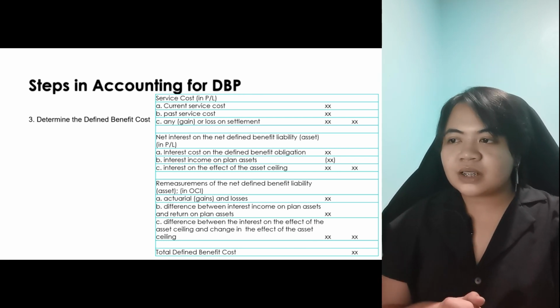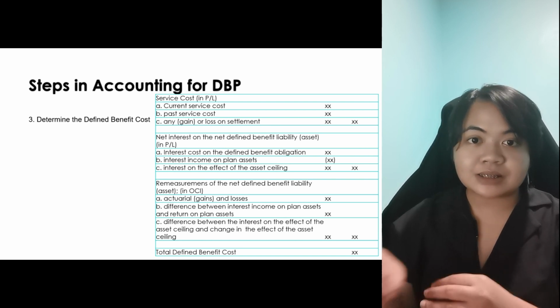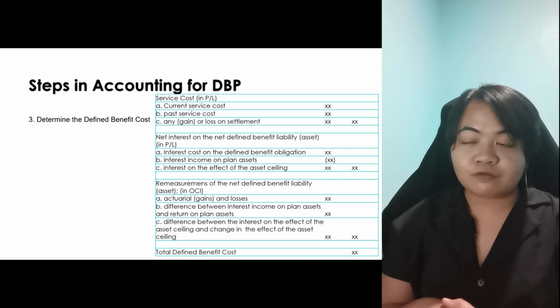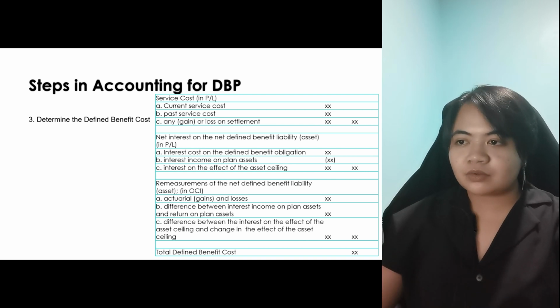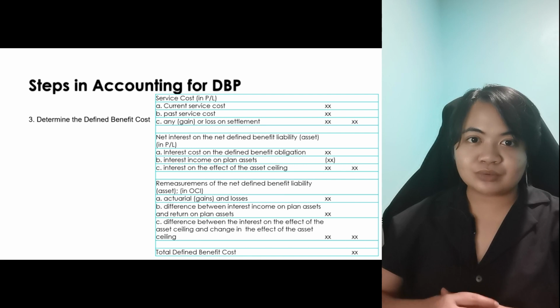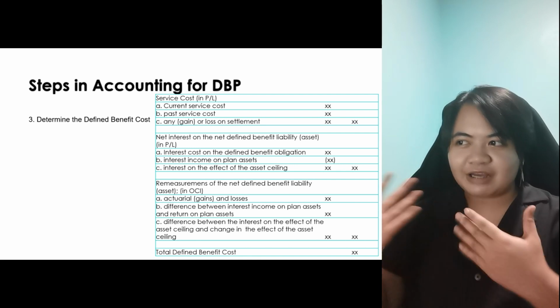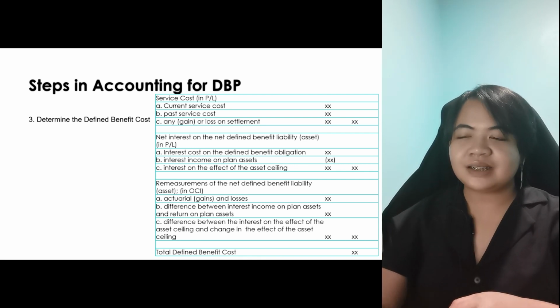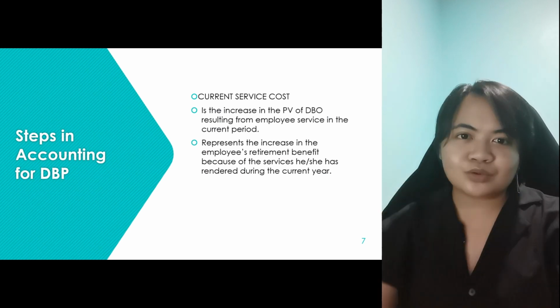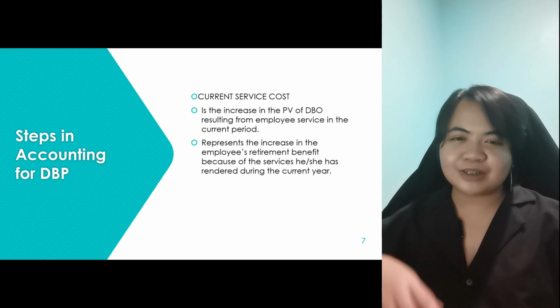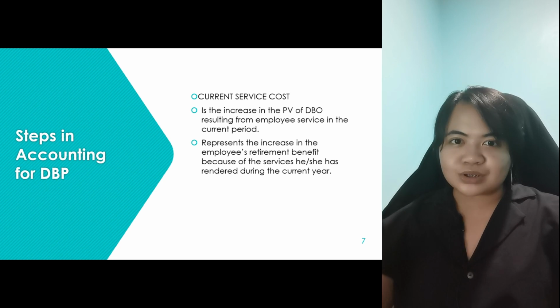And then difference between the interest on the effect of the asset ceiling and the change in the effect of the asset ceiling. That's if may asset ceiling involved. Okay, then you'll get the total amount. So, pag na-total mo na yan, add mo itong tatlong totals na to, makukuha mo po si total defined benefit cost. Okay, so you have to memorize this. Yan. Let's now dive into the different elements of this defined benefit cost.